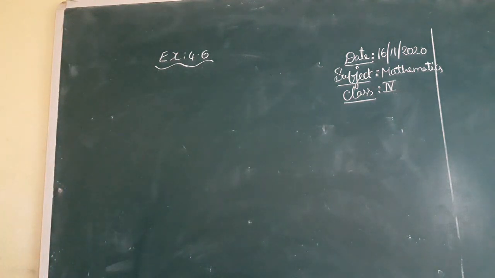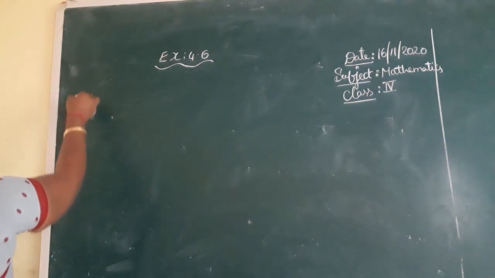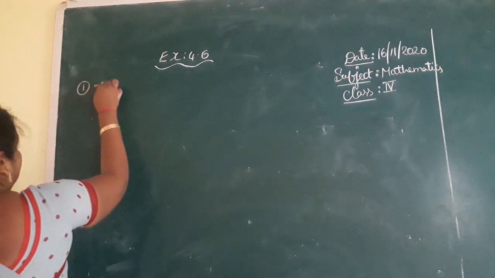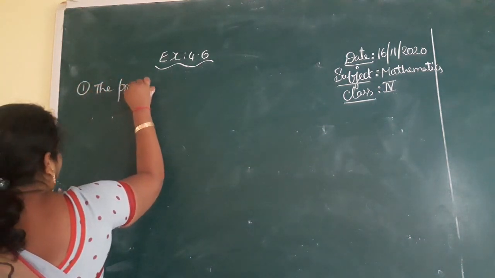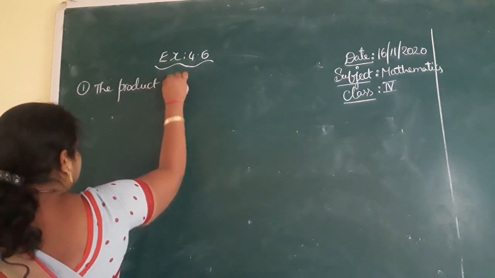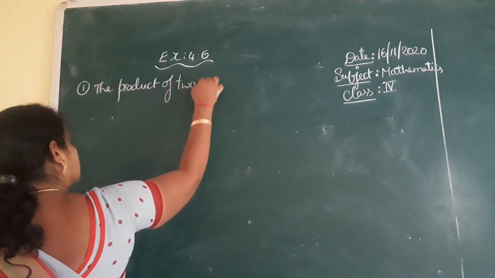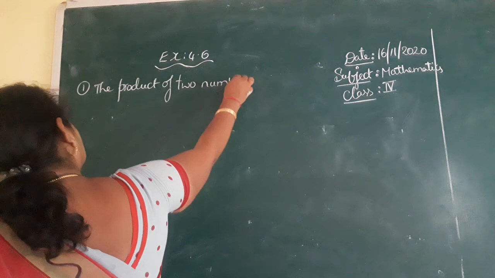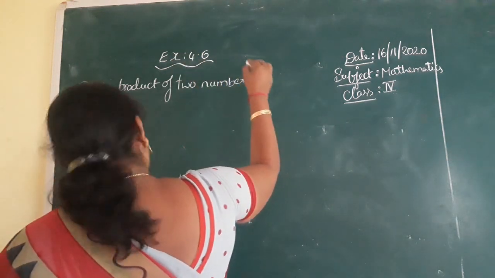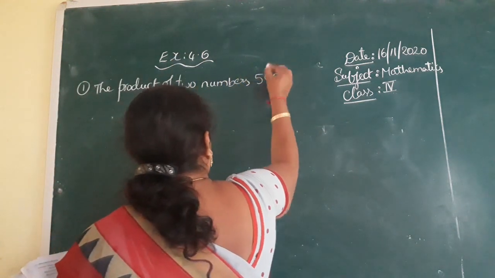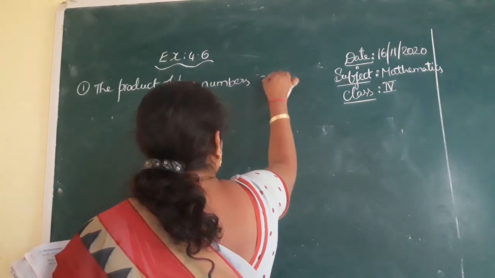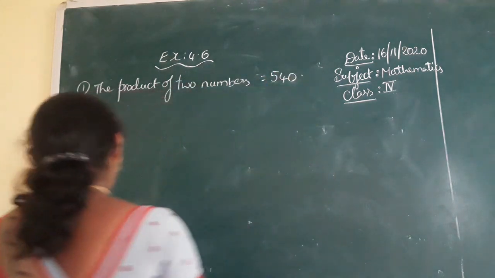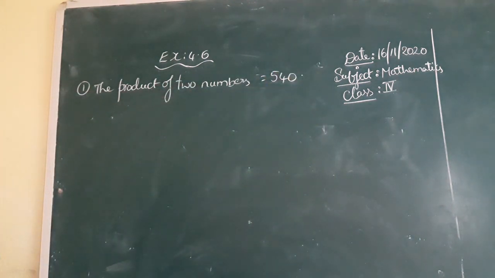See the first word problem, Amma. The product of two numbers is 540. If one of the numbers is 36, find the other.